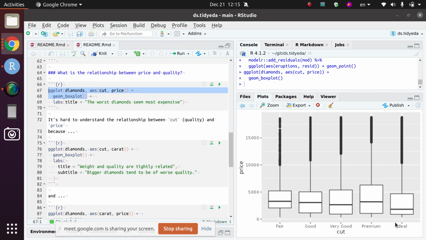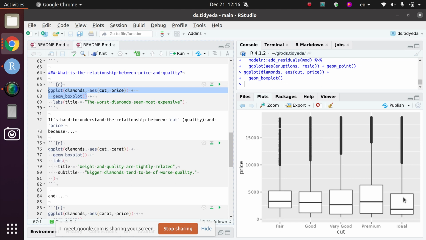The variable is called cut. That's the name of the variable in the diamonds data set. It encodes the quality of diamonds. And if we just plot quality versus price, we see something pretty odd, which is that these fair diamonds, which are the ones of worst quality, on average seem more expensive than diamonds of better quality. So that is very unexpected.